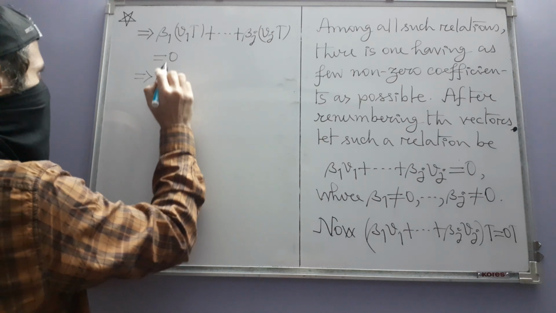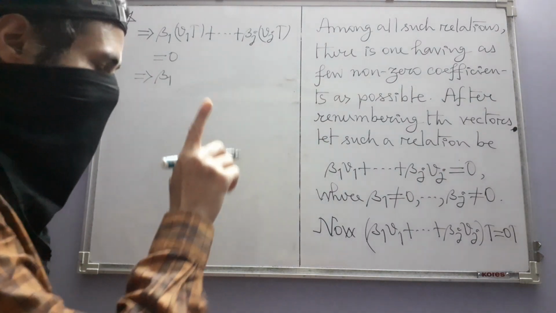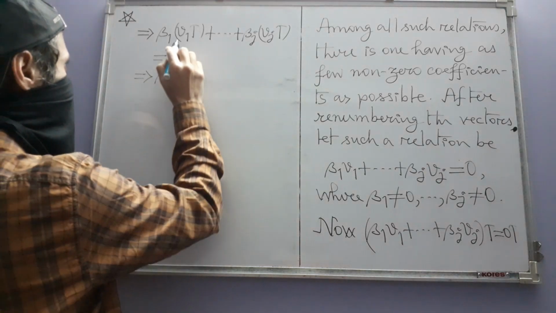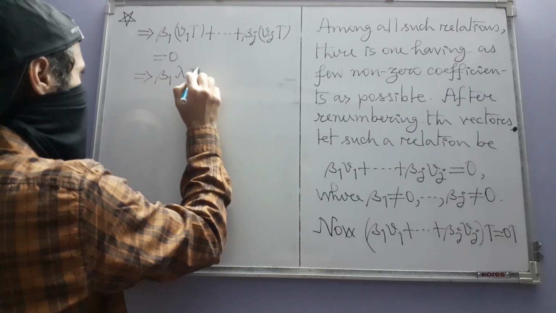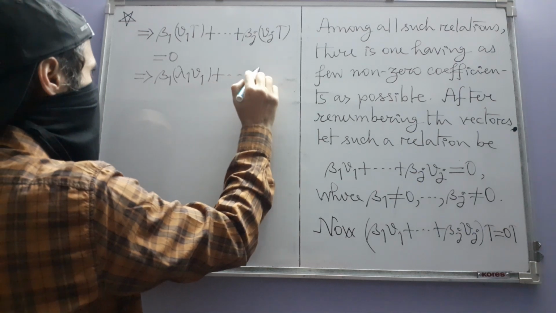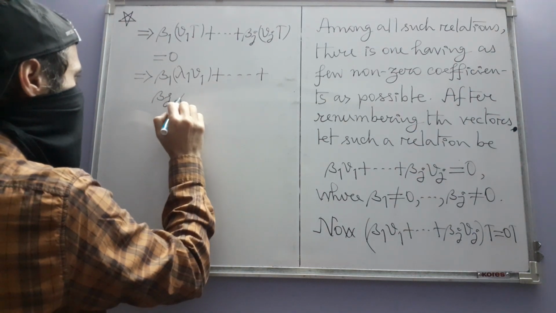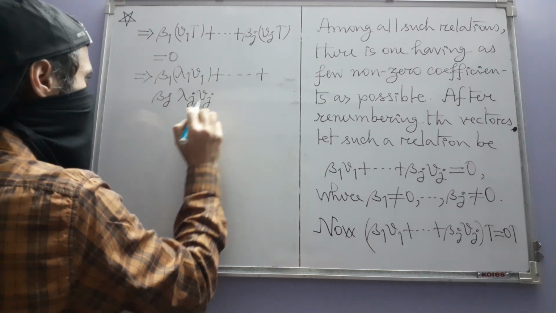Now these are all characteristic vectors belonging to those characteristic values lambda i. So v1 t, for example, is going to be lambda 1 v1, and vj t will be lambda j vj.